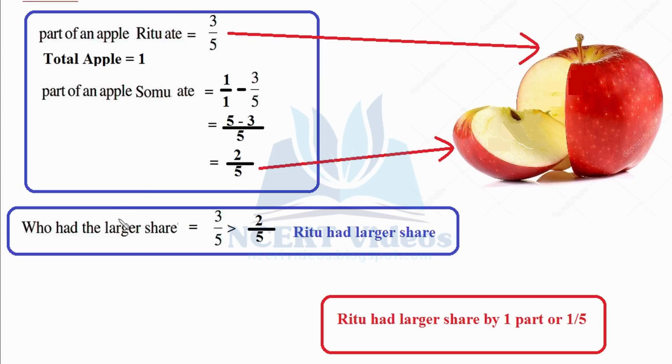You can easily see here the denominators are the same, so we can compare them. So 3 is greater. This means Ritu ate the bigger chunk, or the biggest share. And by how much? By 1/5. How? Because 3/5 minus 2/5 is how much? 1/5. Therefore Ritu had a larger share by 1 part, or you can say 1/5. 1 part because 1/5 will be 1 part out of a total of 5 parts. That is how much larger a share she ate than Somu.